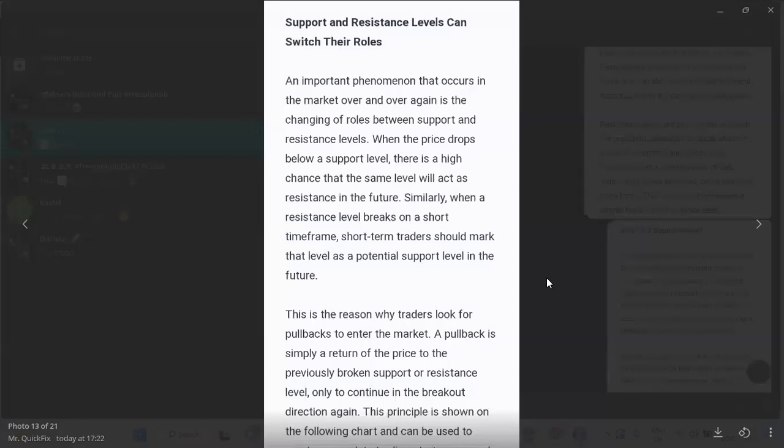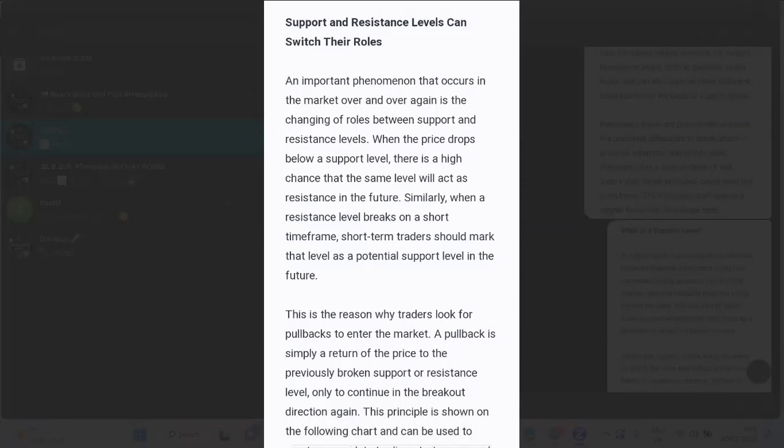Okay, an important phenomenon that occurs in the market over and over again is the changing of roles between support and resistance levels. When the price drops below a support level, there's a high chance that the same level will act as a resistance in the future. So another key note to take is that once price has reached these key levels, it's important to scale in and pay attention to your candlestick types and what they're doing at that time, and whether they agree with your higher time frame analysis.